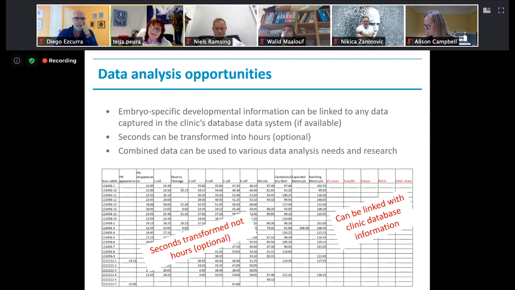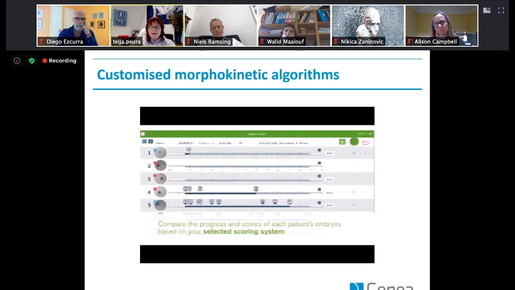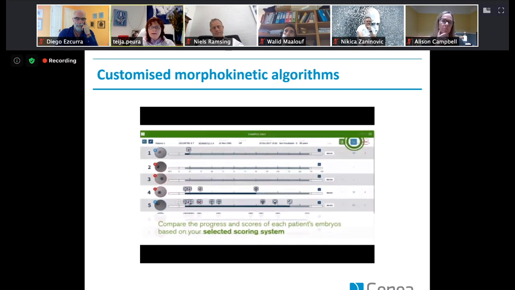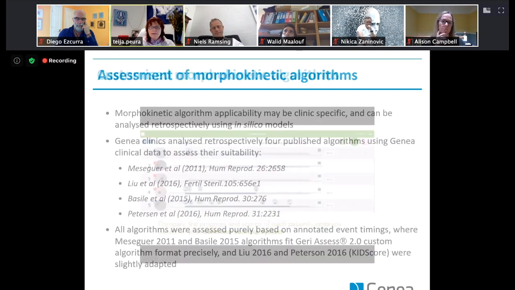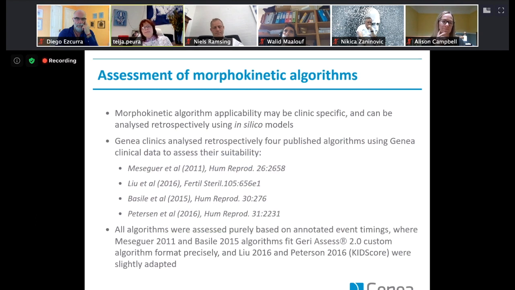And these sheets can also be linked with the clinic database information, with all kinds of information. Whatever you collect about your embryos and patients, you can link into these timed events. And that, of course, works as a tool for various analysis needs and research. So again, I skipped these morphokinetic algorithms because Diego already mentioned them. I only mentioned the Genia example because these algorithms can be specific.